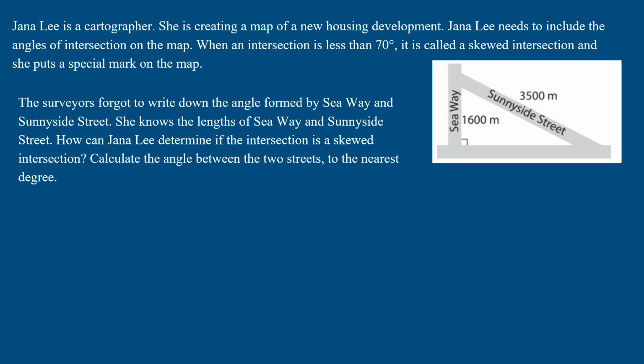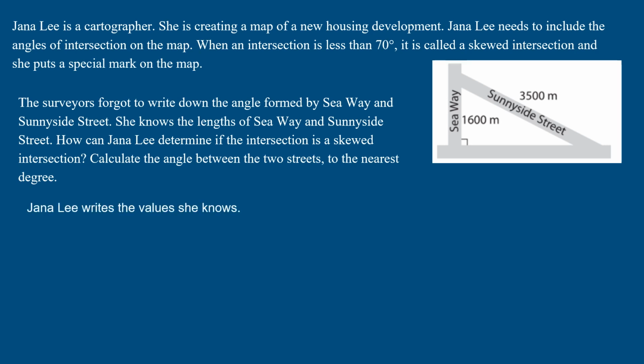The surveyors forgot to write down the angle formed by Seaway and Sunnyside Street. She knows the length of Seaway and Sunnyside Street. How can Jana Lee determine if the intersection is a skewed intersection? Calculate the angle between the two streets to the nearest degree.